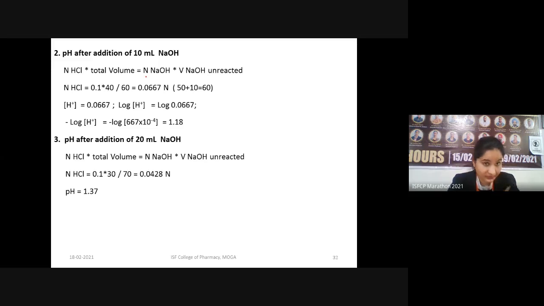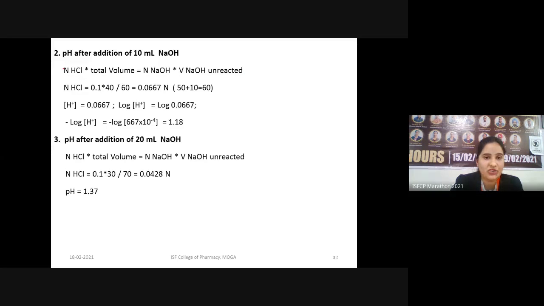So we can find out the pH of the solution by using this equation. What this equation says is that the normality of HCl, which is known to us, multiplied by the total volume of the solution which we have, is equal to the normality of sodium hydroxide multiplied by the volume of sodium hydroxide which is unreacted. So this is the equation which we will be using for finding out the pH of the solution.